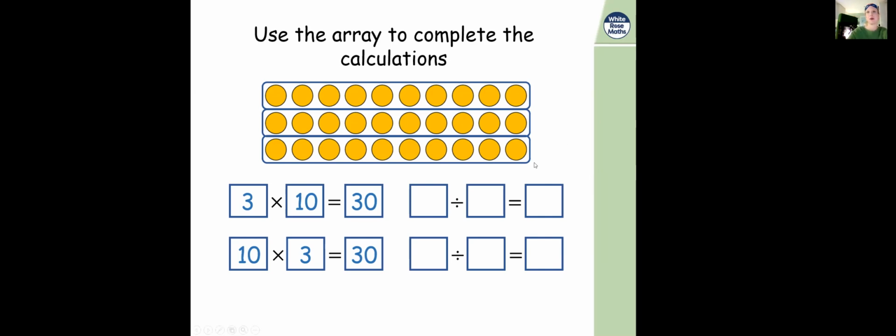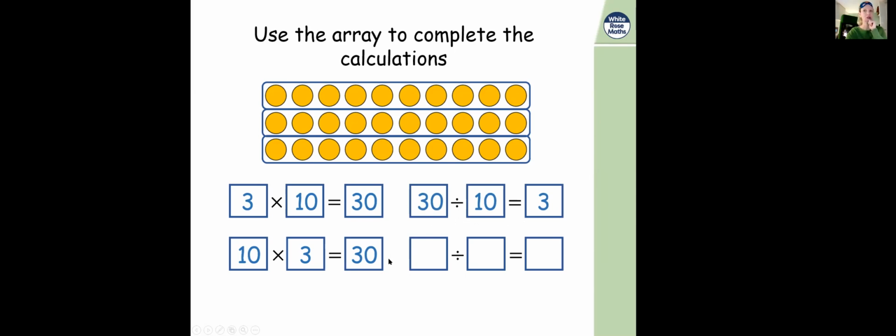Okay. Something divided by something. What is our total? Our total is 30, isn't it? So 30 is what we're sharing, and we've been sharing it by 10. So 30 divided by 10, what's the other number in that multiplication sum we've not used? 3. When you share 30 by 10, like we did with the cubes, you get 3. 30 divided by 10 equals 3.